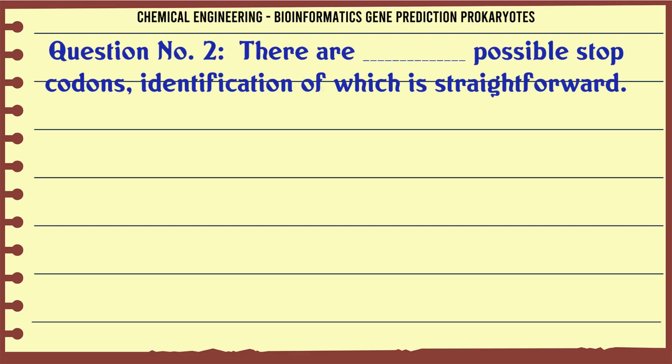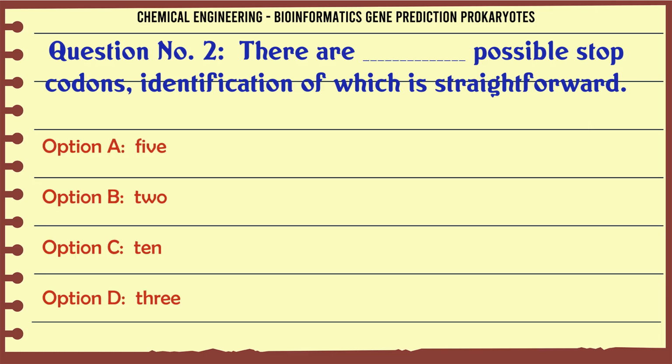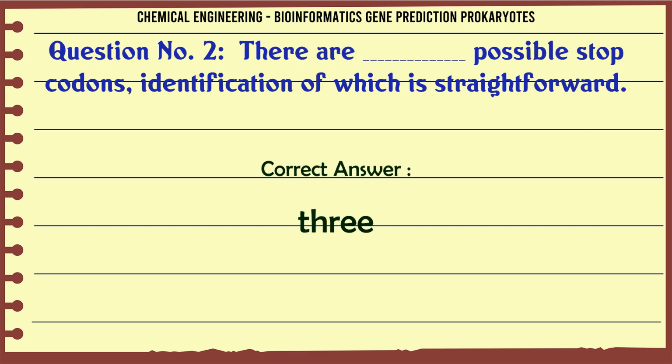There are possible stop codons, identification of which is straightforward. A. 5, B. 2, C. 10, D. 3. The correct answer is 3.